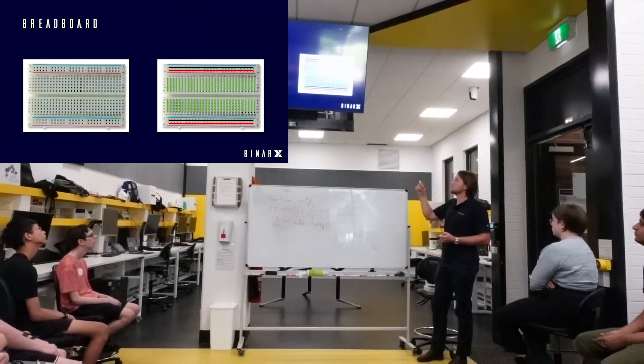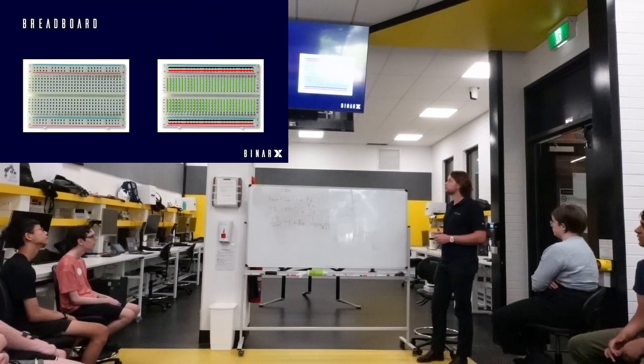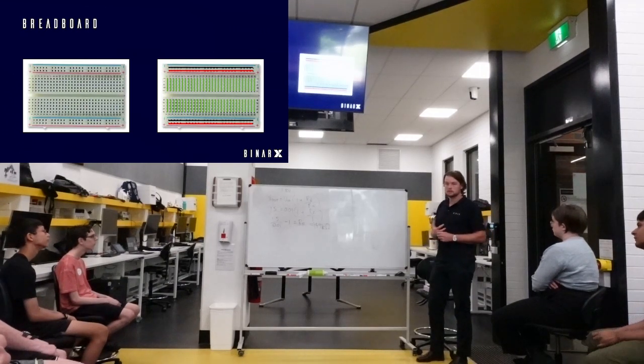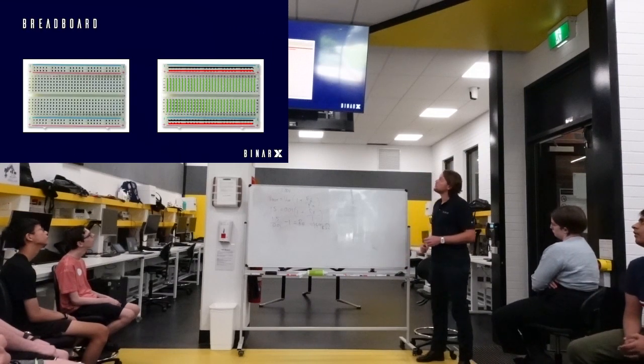Okay? So if you're wiring these things up and you want to connect things in different orders, you need to make sure that you're not plugging them into the same rows thinking that they're not going to connect or any of that. Okay? Make sense? Cool.